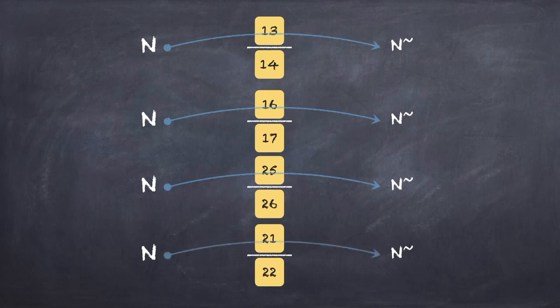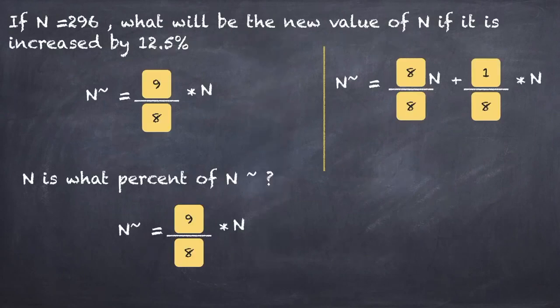Okay, so hope you were able to make sense of that. Let's move forward and add some extra information to this kind of working, okay? So let's say the number n is increased by 12.5%, but there is an added question this time, and the question is, now n is what percent of n dash? If I know that n dash is 12.5% more than n, n is what percent of n dash, okay?